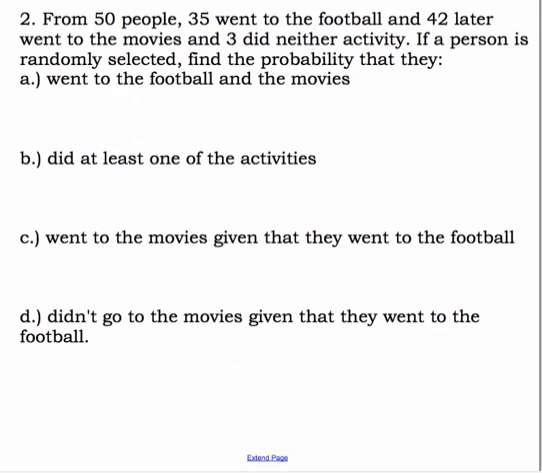Alright, from 50 people, 35 went to football, 42 later went to the movies, and 3 did neither activity. If a person is randomly selected, find the probability that they went to the football and the movies. Alright, so I guess maybe we'll make a Venn diagram. 50 people, so football. Alright, so we have football and movies. 3 did neither, so they're outside here.